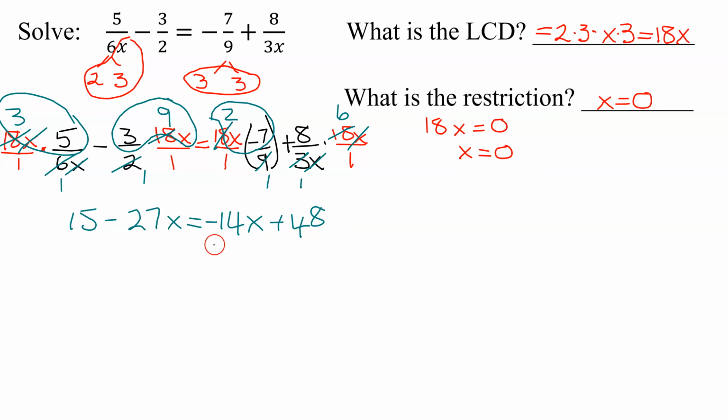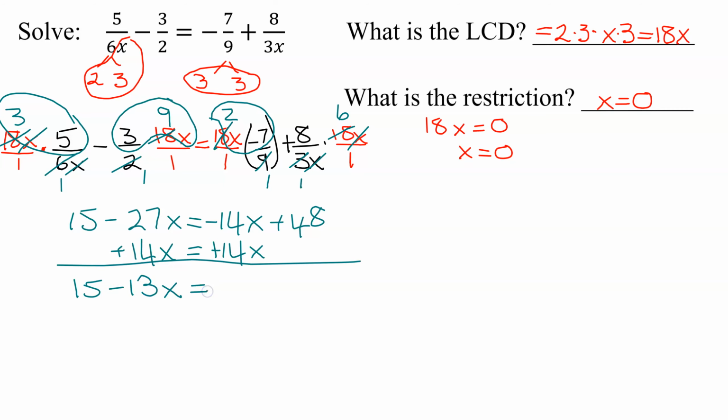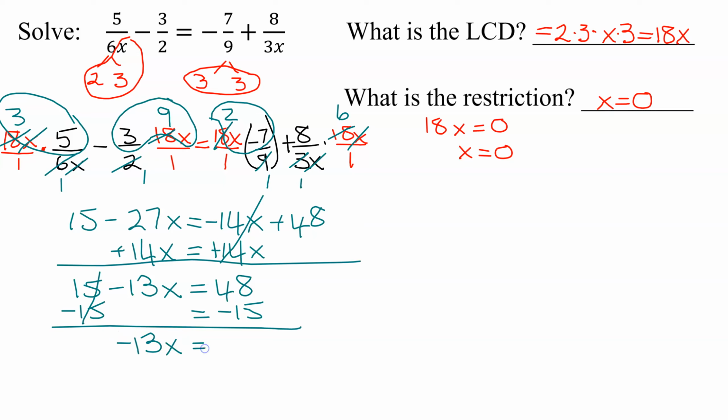I'm going to collect my x's on the left, so that means I'm going to have to add 14x to both sides. Remember, line up like terms. So I get 15. Negative 27x plus 14x is negative 13x, equals negative 14x plus 14x is 0, so I just get equal to 48 on the right. Now subtract 15 from both sides. 15 minus 15 is 0, so negative 13x equals 48 minus 15 is 33. Last step, divide both sides by negative 13.